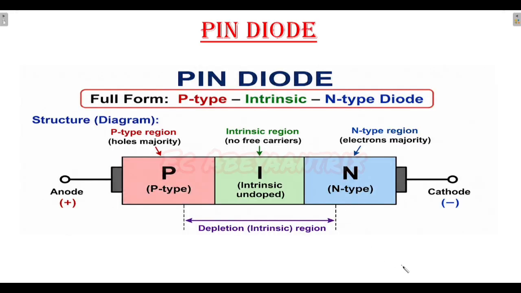First we are going to learn about PIN diode, and in the further slides we are going to learn about Varactor diode also. So, PIN diode. The symbol is similar to a PN junction diode, but there is a slight difference in the structure.